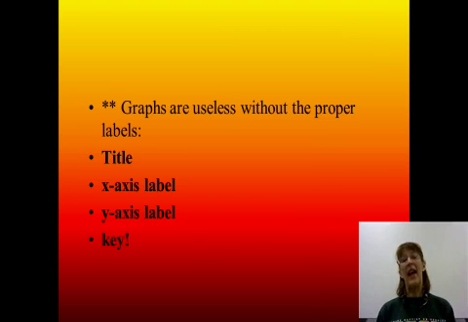Graphs are absolutely useless if you don't have the labels on the graph. It must have a title. If it's got an X and a Y axis, you must label those. You need a key on there. You know, you have to have these things labeled. If you've got numbers on it, you need to tell me what units of measurement those numbers are. It's got to be labeled completely. Oh, and finally, that's the end of the notes for Unit 2.